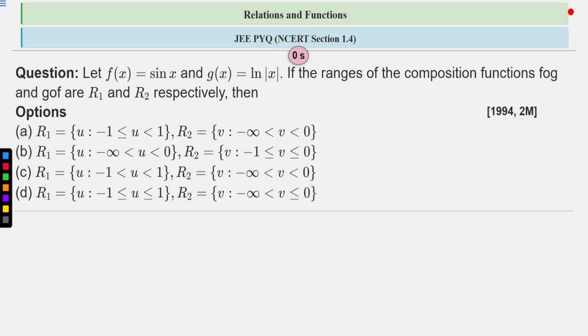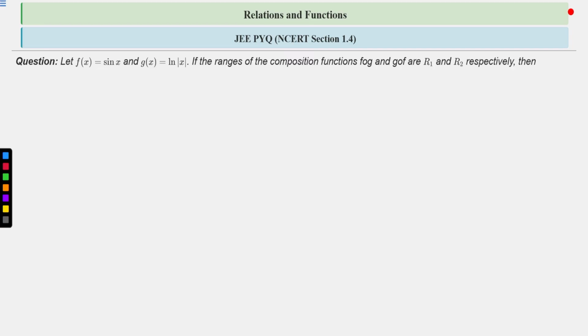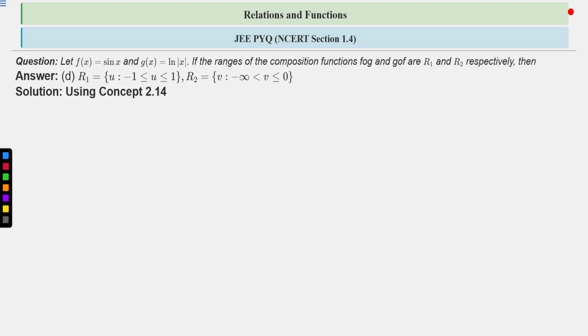Okay, let us move to the solution part. The given functions are f(x) is equal to sin x and g(x) is equal to ln mod x. If the ranges of the composition functions fog and gof are R1 and R2 respectively, then option D will be the correct option. R1 will be u such that u is from minus 1 to 1, and R2 will be v such that v is from minus infinity to 0, right? So let's move to the solution part.